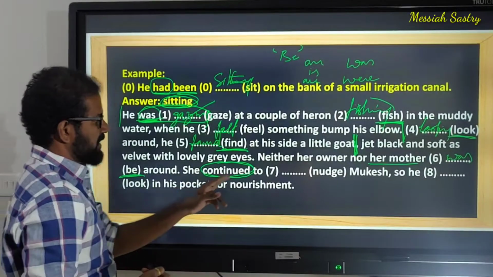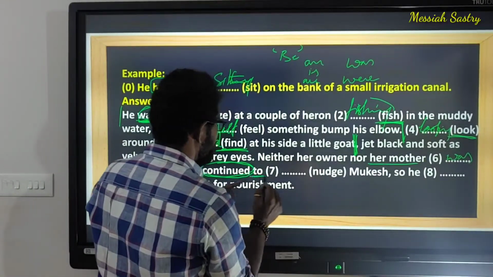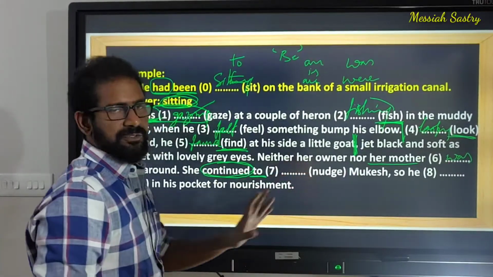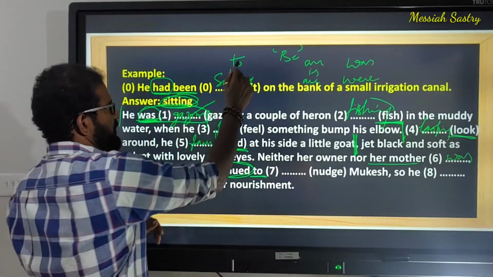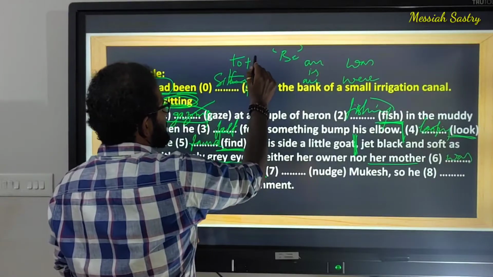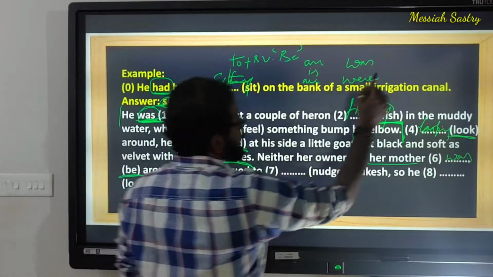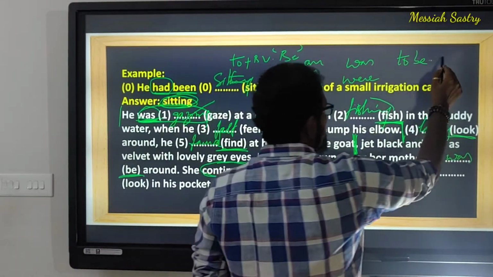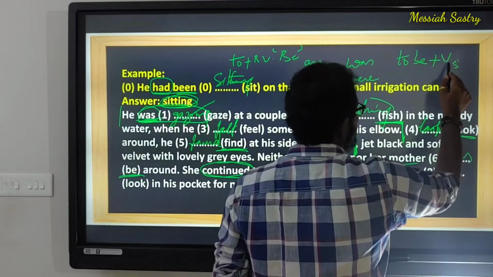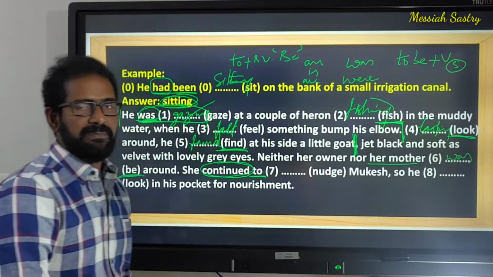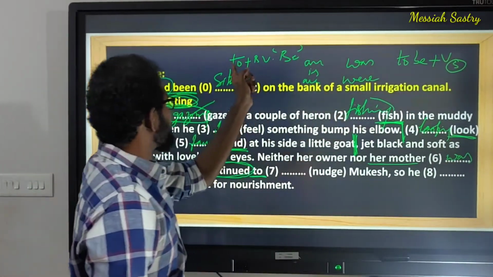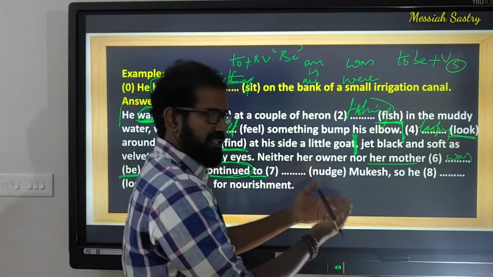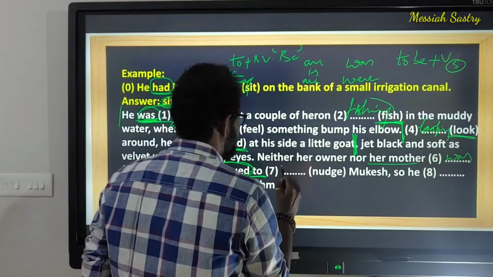Around. She continued to. After to, always use the verb base form. After to, always the verb must be base form. After to be, the verb must be past participle. After to, the verb must be base form. So base form of the nudge. Nudge base form is nudge.